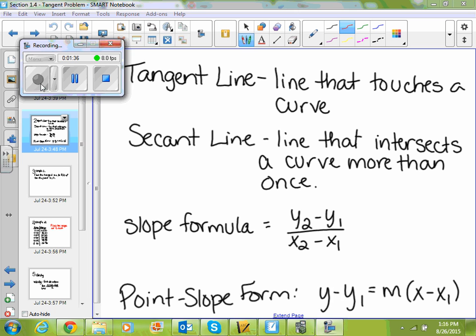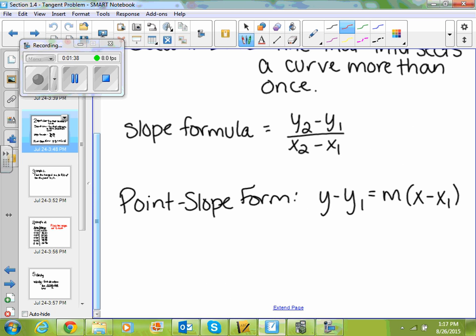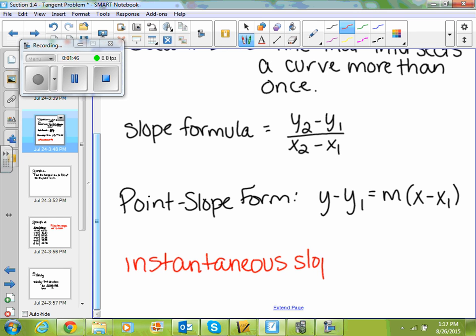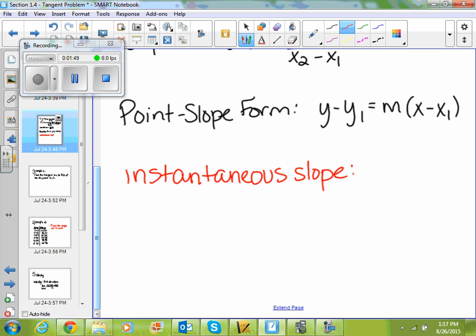Alright, and so if we use our slope formula, then for our purposes today, we're going to be finding what's called instantaneous slope. And the formula for instantaneous slope is the limit as x approaches x1 of y2 minus y1 over x2 minus x1. So you're basically just finding your limit at a point of your slope formula.